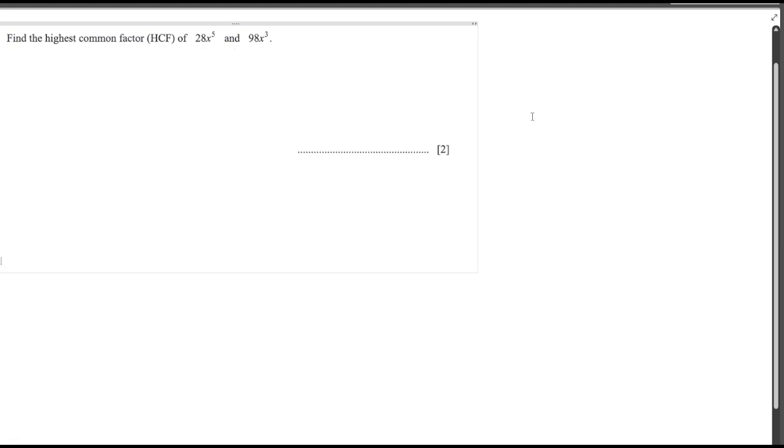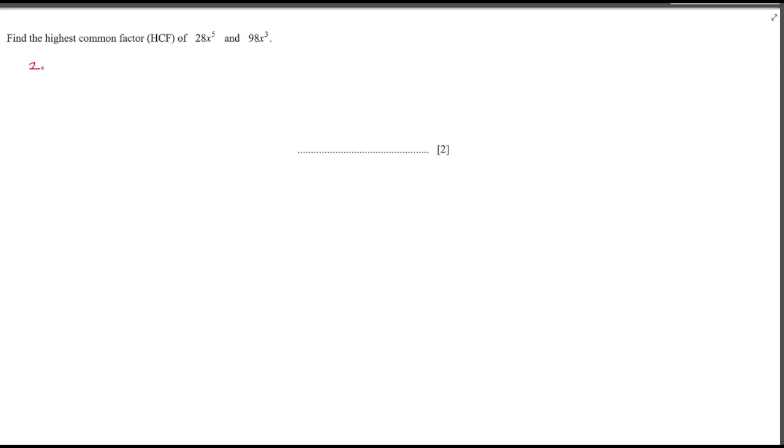HCF, find the highest common factor. Now again, the problem is the same as we did just now. So 28x power 5, in terms of powers, this is 4 times 7. 4 is what? 2 times 2. So 2 square times 7 power 1 times x power 5, and this 98x cube. 98, if I divide 98 by 2, I will get 49. So here I will write this as 2 power 1 times 7 square times x cube.